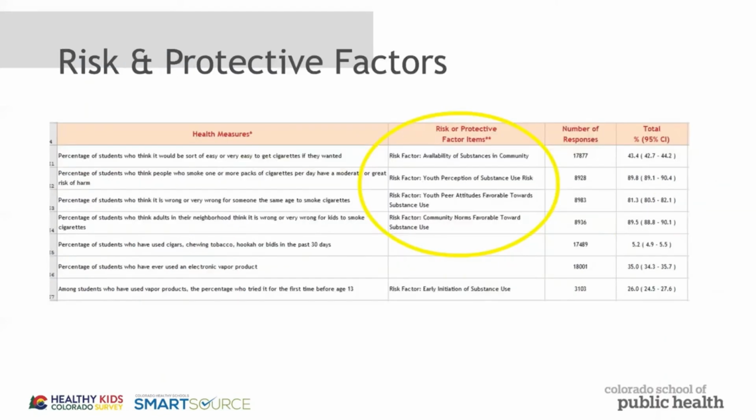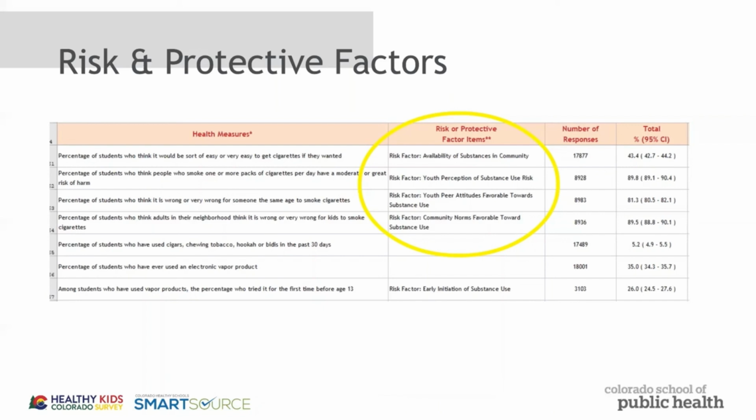One more feature of the report that we'd like to point out is the designation of some measures as risk or protective factor items, which help us understand the upstream predictors of youth health outcomes. You can read a definition and additional information on risk and protective factors at the bottom of the Background tab, and the items themselves are identified within the results tabs by an entry in the risk or protective factor column, like you see here. In this example, several different risk factors for youth substance use are listed, such as availability of substances in the community and youth perception of substance use risk.